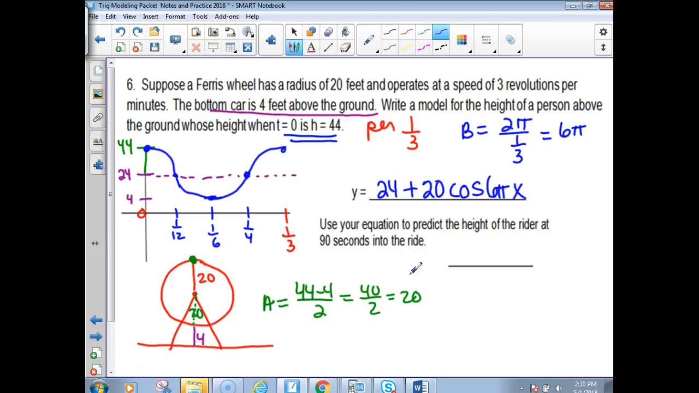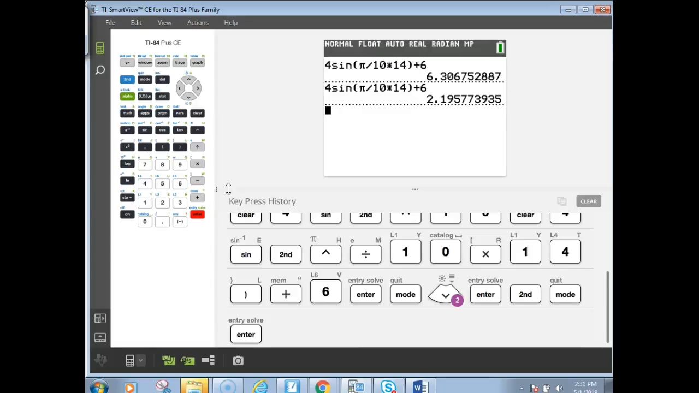All right, use your equation to predict the height of the rider at 90 seconds. There's a little problem here. We're in minutes. Okay, so we can convert 90 seconds to minutes if you want, which would be 1.5. There are 60 seconds in a minute. 1.5 minutes. Then we can plug in 1.5 into our equation. We are all in radians now, right? So we're ready to go. Put in 1.5 into our equation.